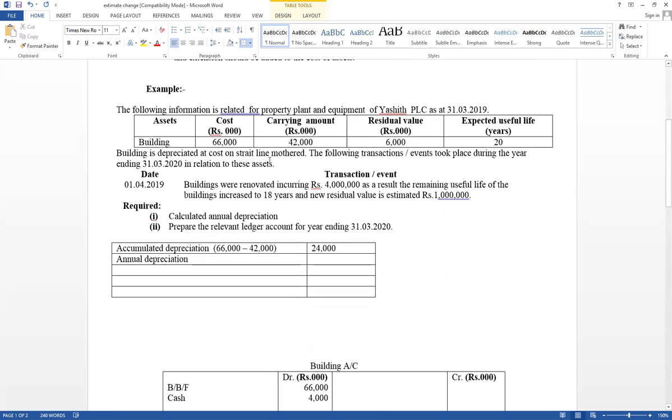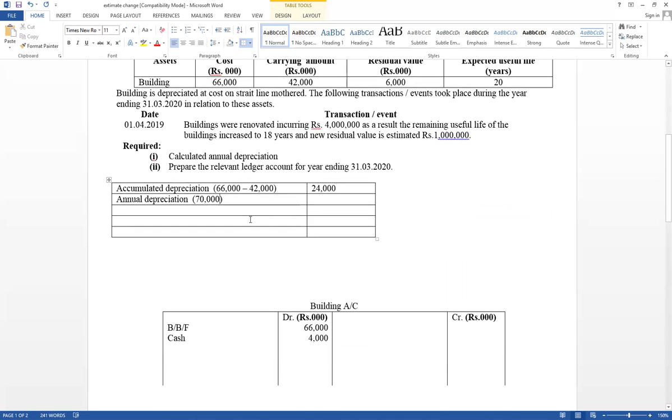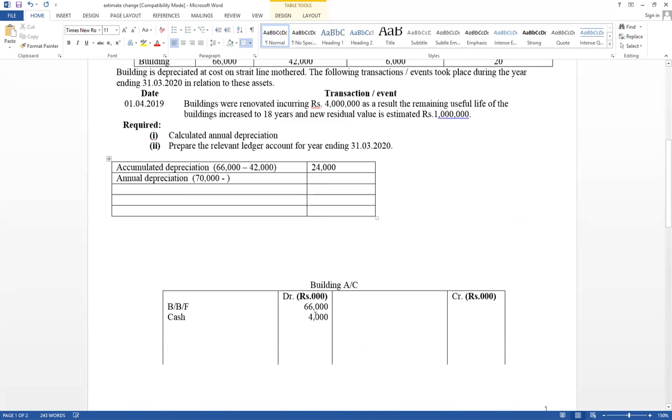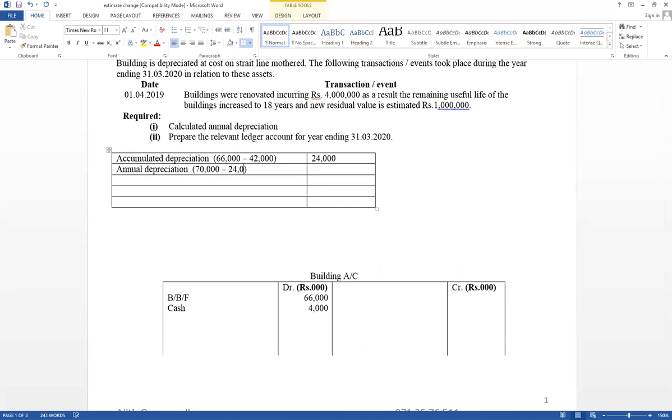Therefore, as a cost value, now you have to consider the renovation cost also as part of the cost value. Therefore, 66,000 opening balance plus 4,000. Think about the building account closing balance equals 70,000. That value should be considered as the cost value. And accumulated depreciation up to the beginning of the year, opening balance, equals 24,000. As well as the given new residual value equals 1 million.